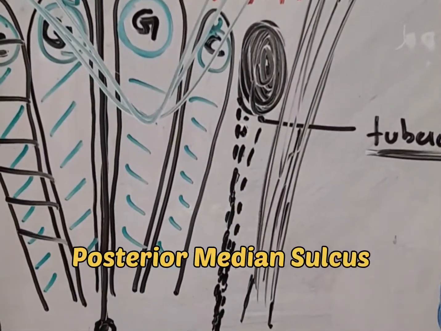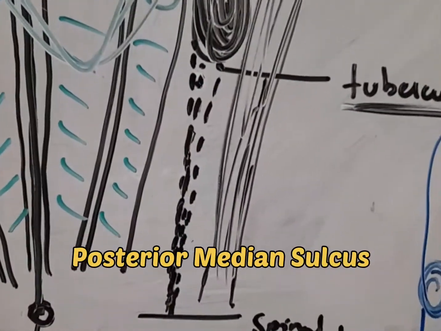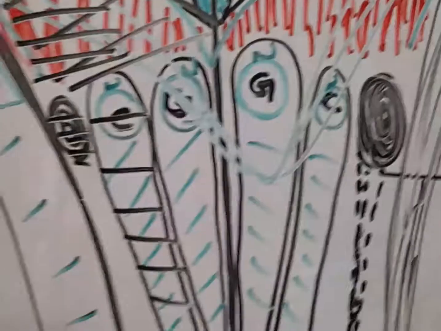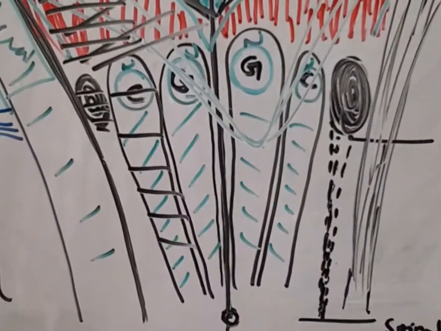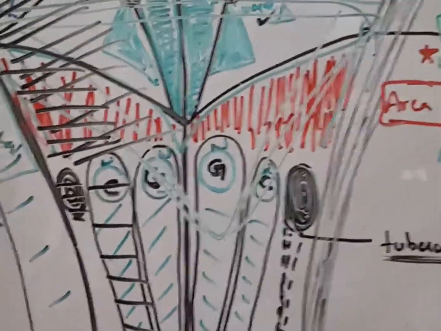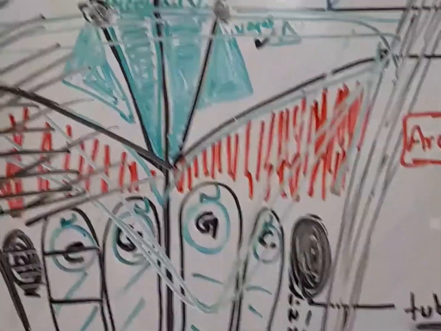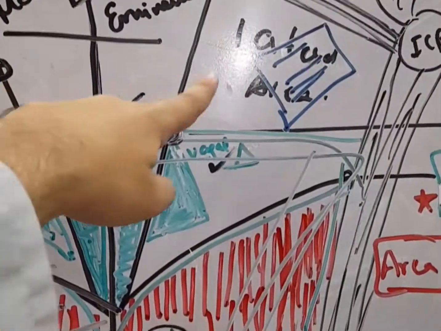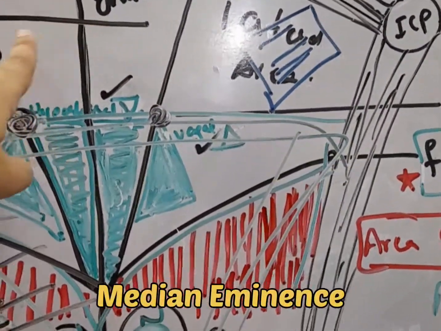This is the posterior median sulcus. Anteriorly we saw that was the anterior median fissure, and posteriorly is the posterior median sulcus. अब इसके laterally यहाँ पे हम देखेंगे there are two eminences called the medial eminence.